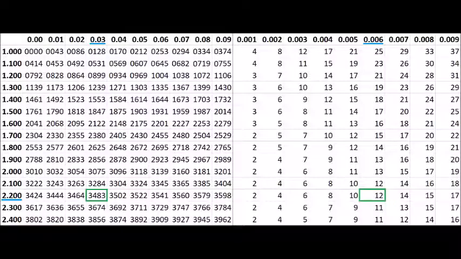Once again, 3495 is not on the table, so we take 3483 plus 12, all boxed in green. These correspond to 2.236. Those numbers are underlined in blue.